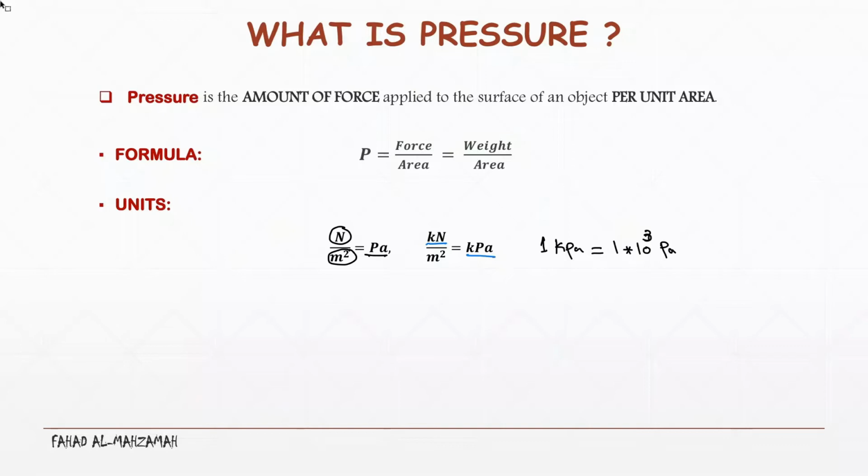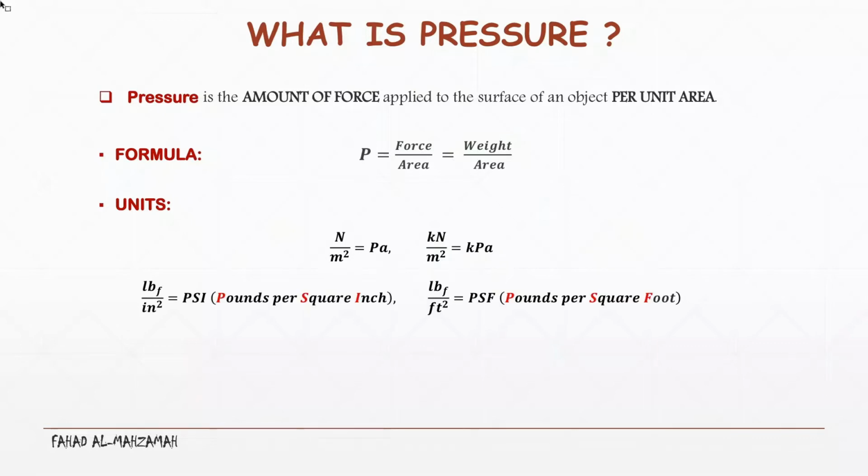Now what about the English system? What do you think? In the English system, the force or weight has a unit of pound force, as we discussed in the previous lectures. Now, what about the area? We said that it's a square of length units. So it could be inch or it could be foot as a length unit, so you take the square of this length unit. Sometimes you are going to see square inch, and sometimes you are going to see square foot.